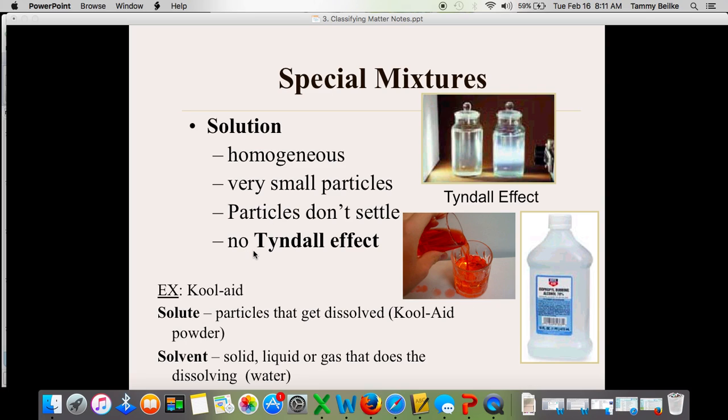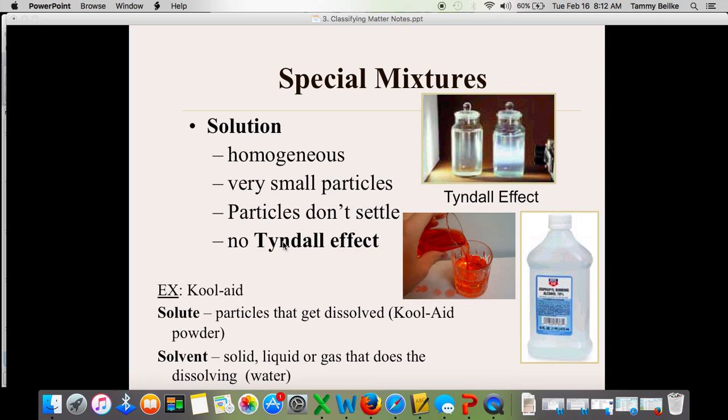If you think about Kool-Aid, when you take the Kool-Aid powder and you dissolve it up, you stir it, and eventually all of it goes away. Well, that's a solution. If you let it sit over time, it would probably still be all in solution. Now, sometimes your juices, you might have stuff settle out, and that's because some of those particles are a little bit bigger, and that wouldn't necessarily be a true solution.